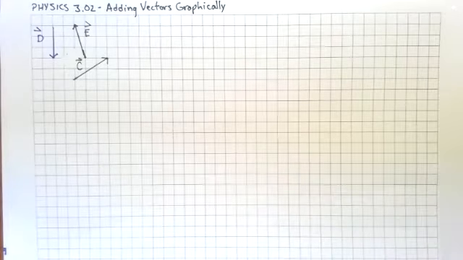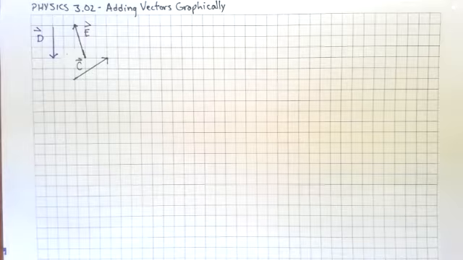Hello and welcome to Physics Lesson 3.02, Adding Vectors Graphically. You'll probably want to pause the video for a moment and get a piece of graph paper. On this graph paper, I have already drawn in colored inks three different vectors, vectors C, D, and E. And we're going to look at how we can add these with graph paper.